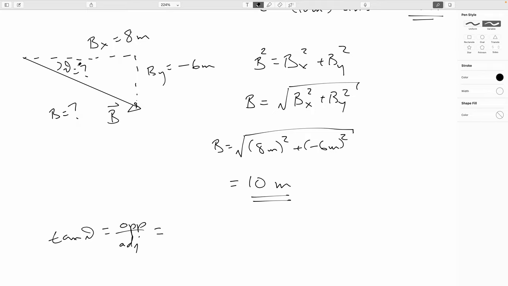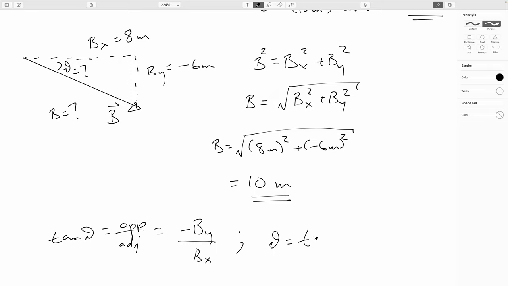So we're just going to solve for this, and then at the end I'll show you how we indicate what quadrant we're in. So I need to force the opposite to be a positive number, and I know it's negative. So I'm going to say minus by. Bx is positive, so it doesn't need any forcing. All right, now I'll take the arctangent of both sides. So on the left, the arctangent of the tangent of theta is just theta itself.